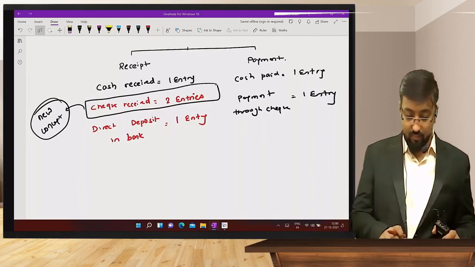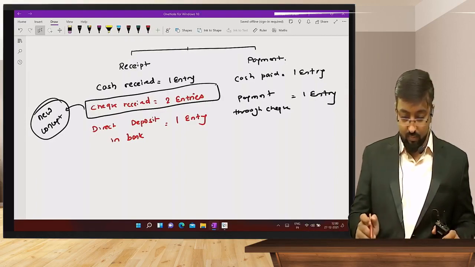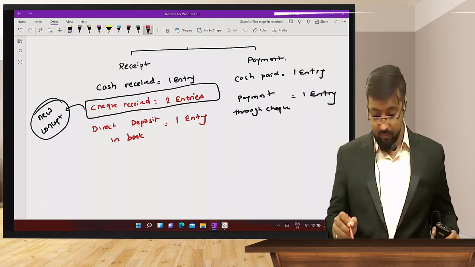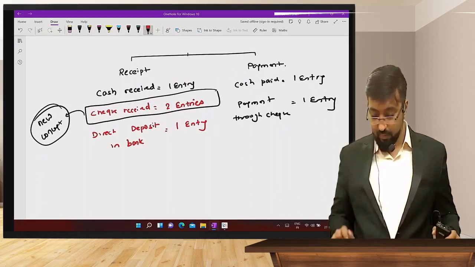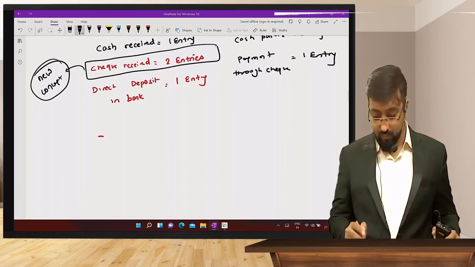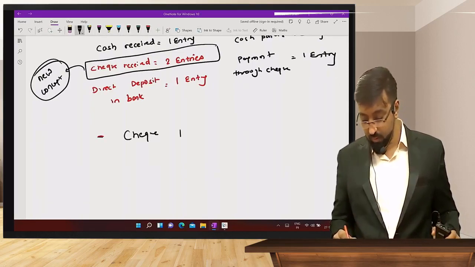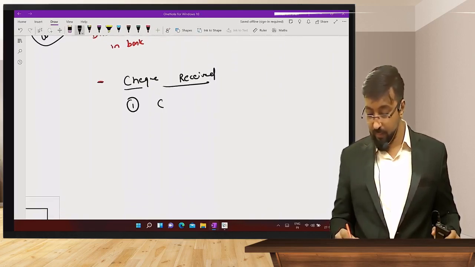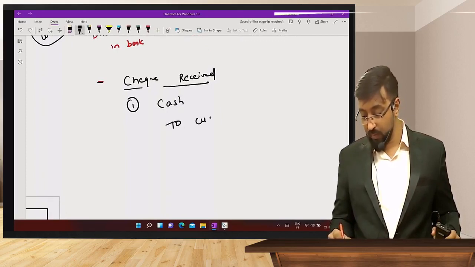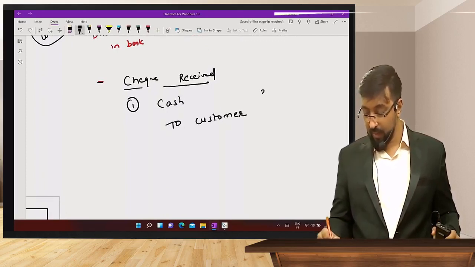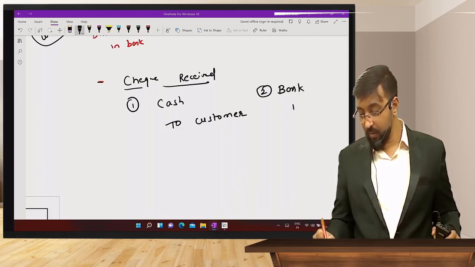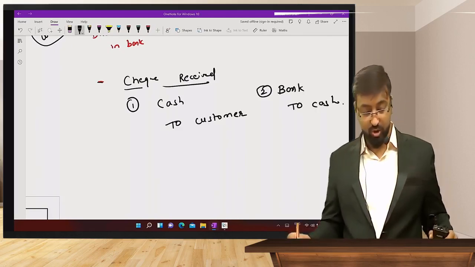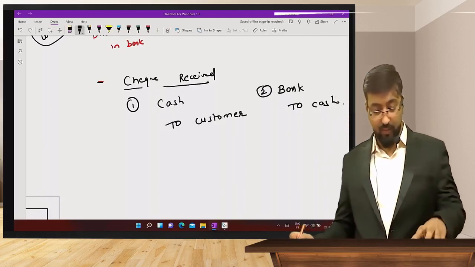Second one, second dash, check received, first entry, yes, tell me beta, cash to customer. And second entry, very good, bank to cash. Very good, Shreya Tripathi ji.